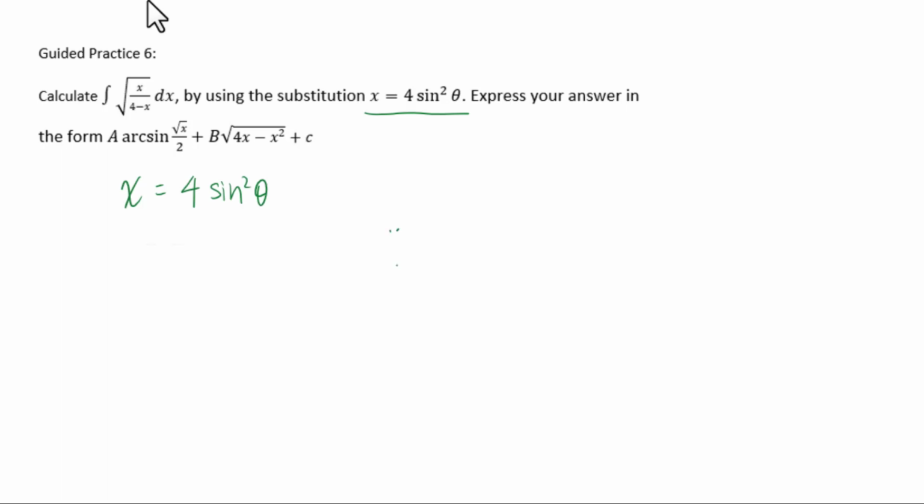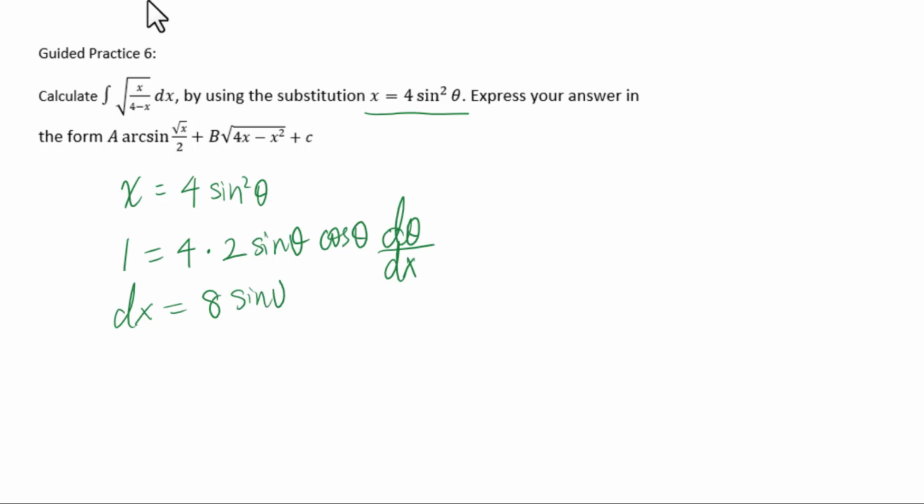We know for the integral by substitution, we need to figure out the relationship between dx and d theta. So take a derivative of both sides. 1 equals 4 times 2 sine theta cosine theta d theta by dx, times dx both sides. dx equals 8 sine theta cosine theta d theta.